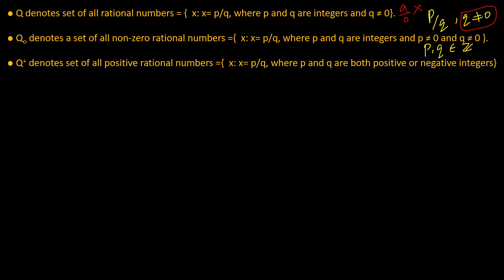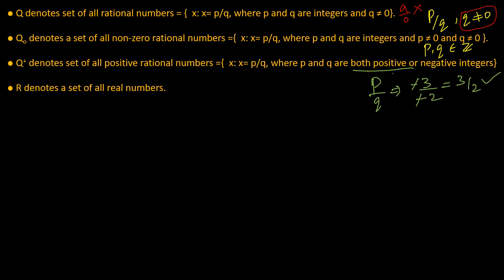It is a set of all positive rational numbers, but I have written P and Q. It can be both positive, it can be both negative. But you can ask me, ma'am, you said Q plus is positive, but you are taking both positive and both negative. So P by Q, if I take both as negative, so minus 3 by minus 2, from this I can cancel minus minus, this will become 3 by 2. Agree? So either I can take both positive, or I can take both negative, that is P by Q. Agree?